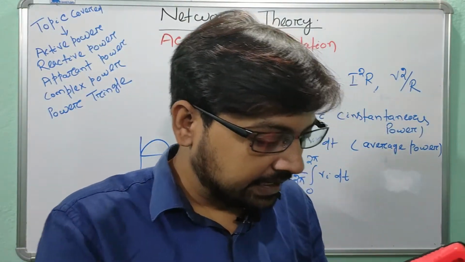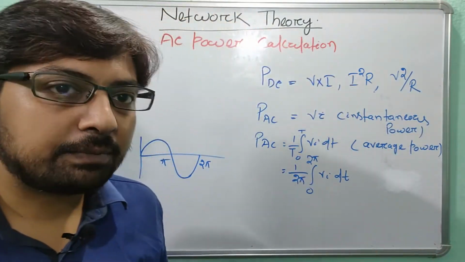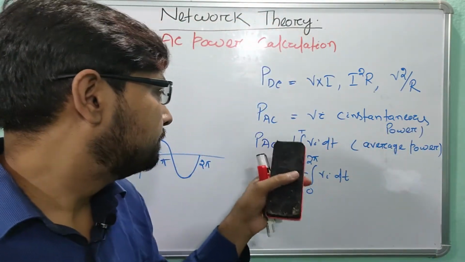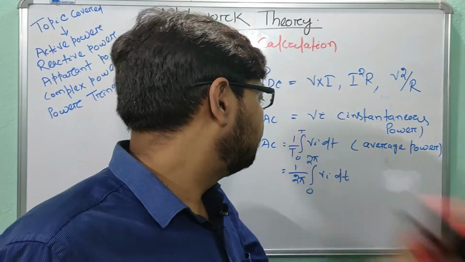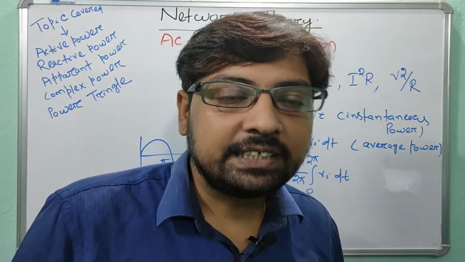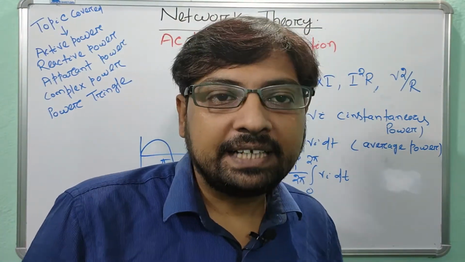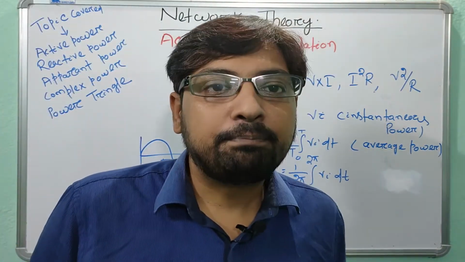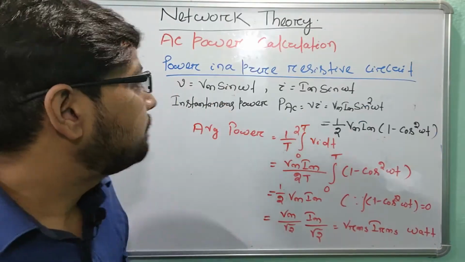So in AC you get two powers, that is instantaneous power, P_AC is equal to V into I, and the other is average power, that is P_AC is equal to 1 by T, integration from 0 to T of VI dt. Next we will discuss the power in a pure resistive circuit.